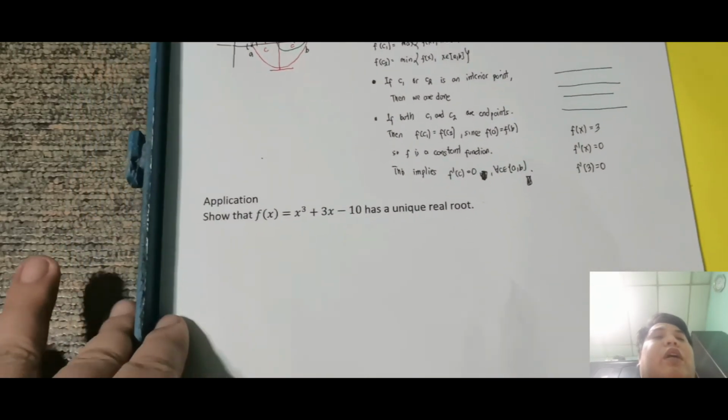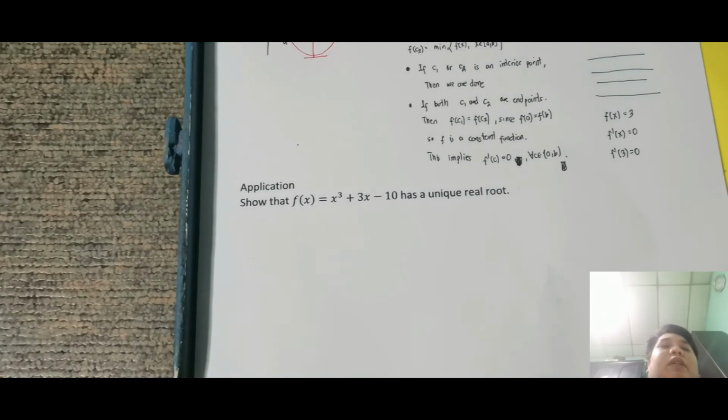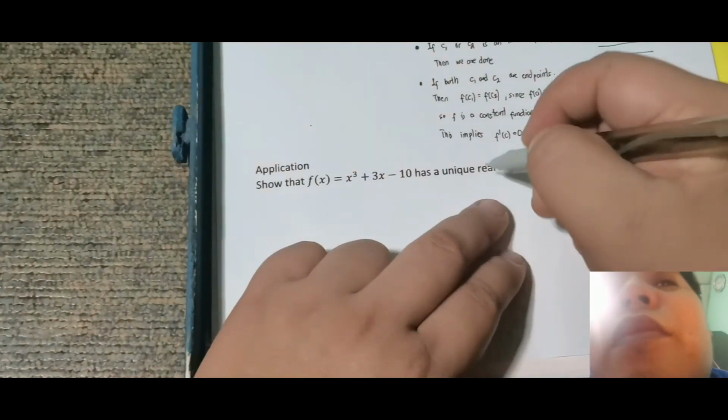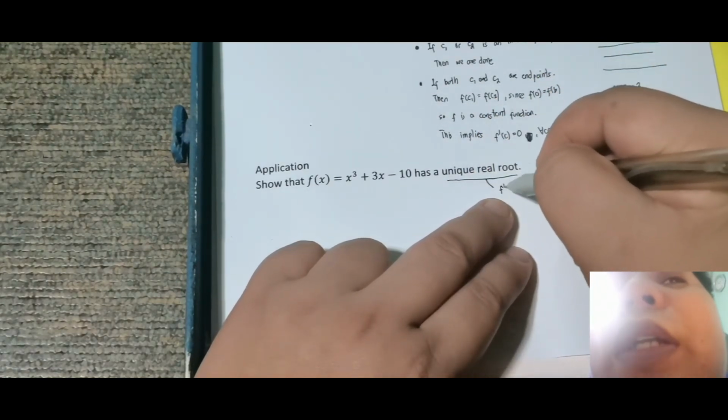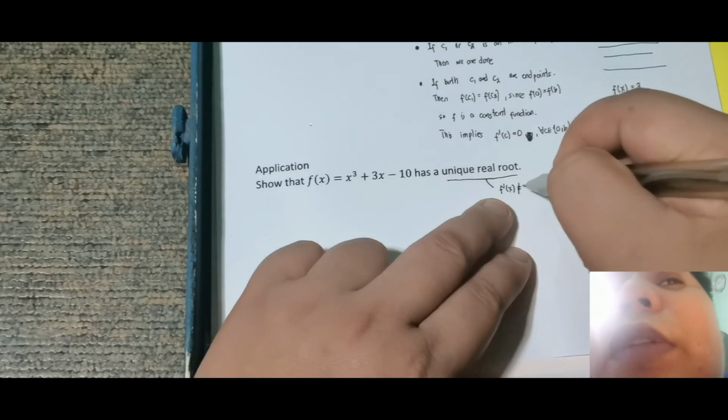Okay, now show that f of x is equal to x cubed plus 3x minus 10 has a unique real root. So paano natin masasabi na may unique real root siya? Masasabi natin may unique real root siya kung yung f prime of x natin is not equal to 0. Again, masasabi mong unique siya. Unique yung isang function kung yung f prime of x is not equal to 0.